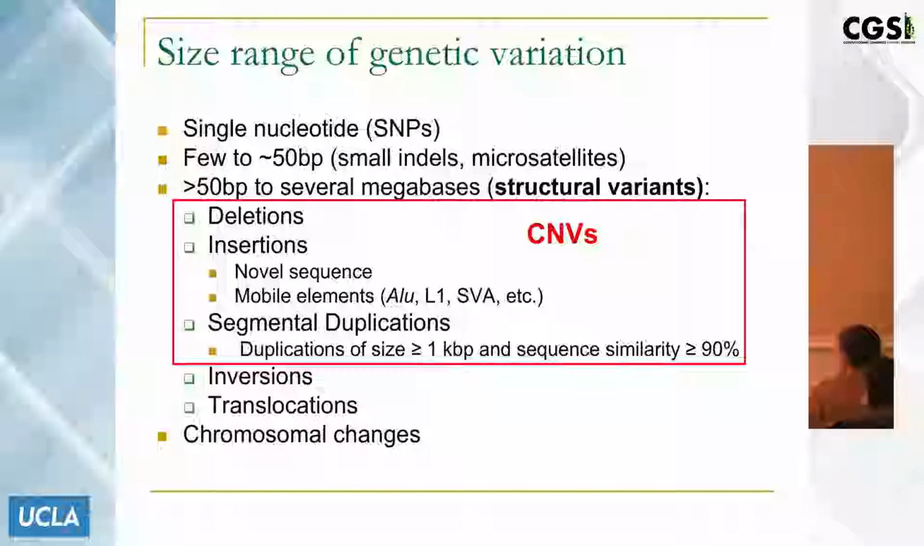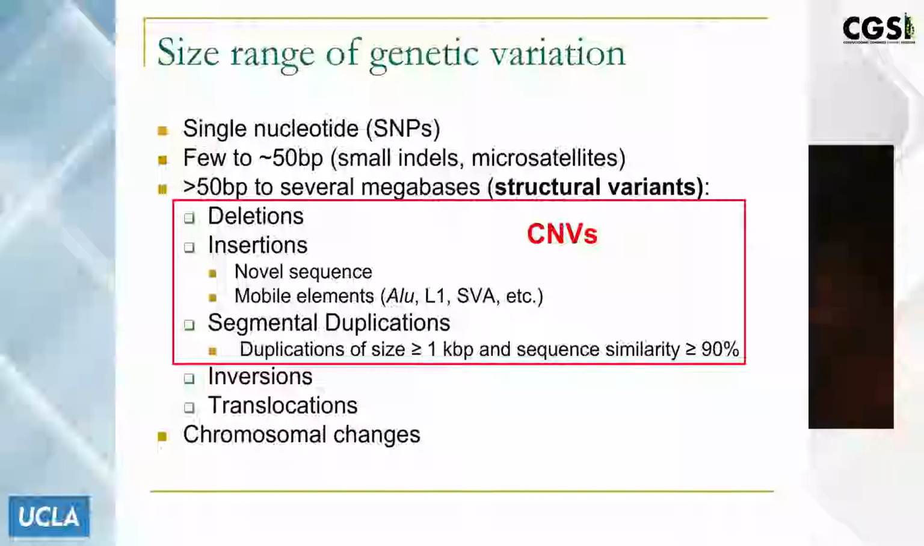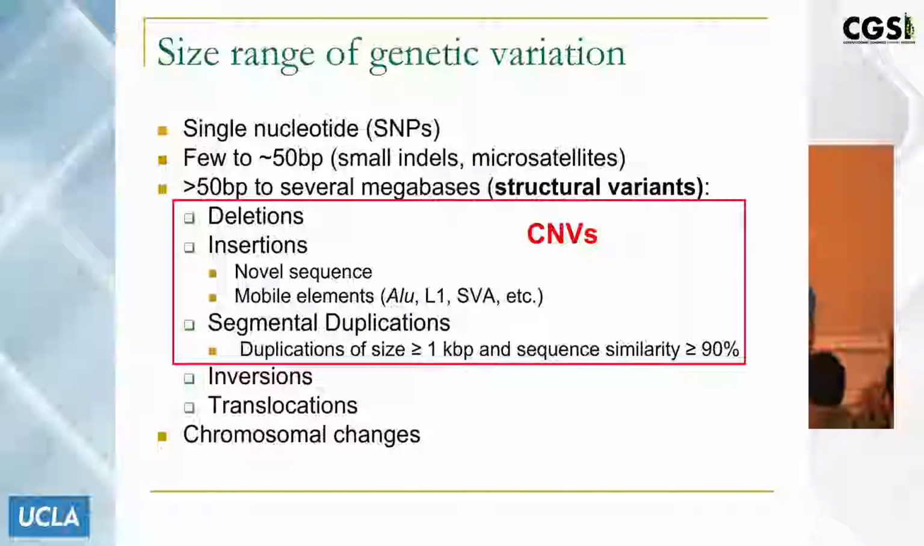So we know that the genetic variation comes in different sizes. The smallest ones are single nucleotide polymorphisms. It is one character changes. There can be small insertions and deletions and microsatellite expansions and contractions up to 50 base pairs as defined by the 1000 Genomes project. And the larger ones are called the structural variants.